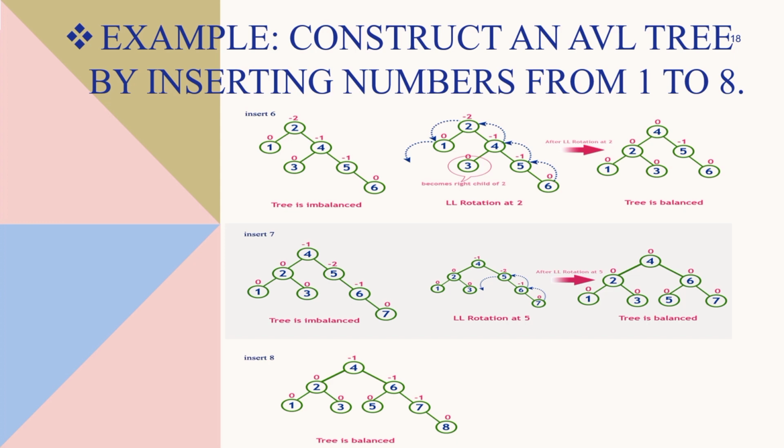Insert 7, the tree will get imbalanced. Do the LL rotation at 5. After the LL rotation, the tree will get balanced. Insert 8, the tree is balanced. So this is the example for inserting numbers in an AVL tree.